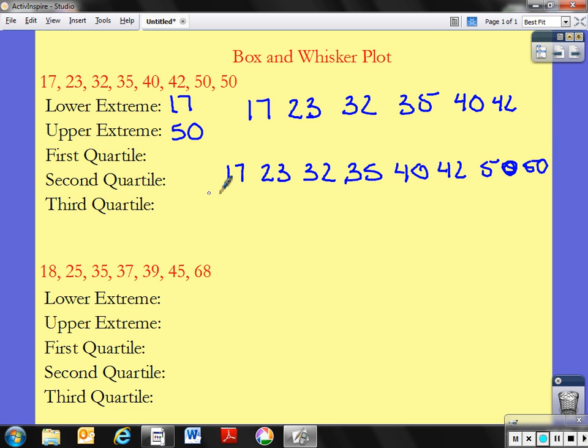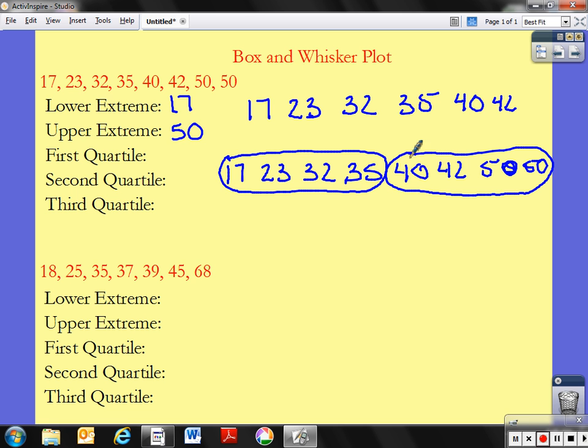Now, in this case, we have 1, 2, 3, 4, 5, 6, 7, 8 pieces of data. So I have 4 in my lower half and 4 in my upper half.